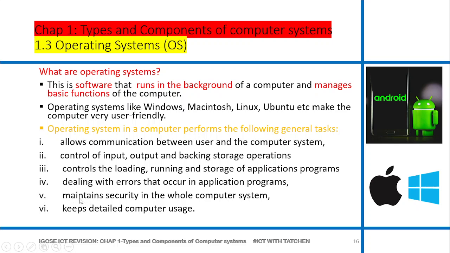Also, the operating system has to maintain security in the whole computer system. Ideally, most Windows computers come with Windows Defender. That is a security feature just to guard you against some malware and the rest. So the operating system helps to maintain security, lets you know if you have a virus infection, and at times tells you when to update. That is making sure your computer is secured.